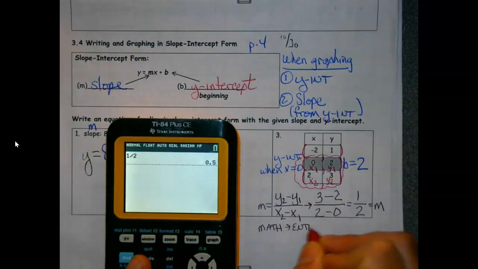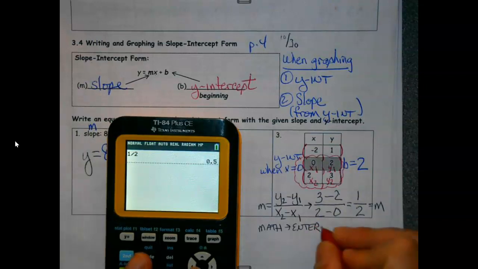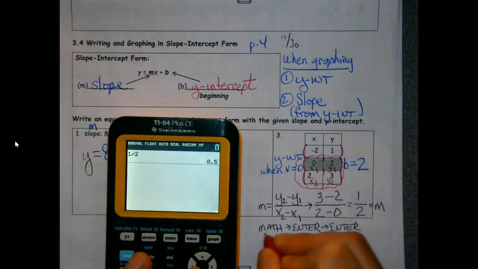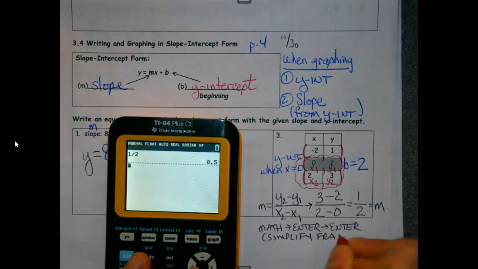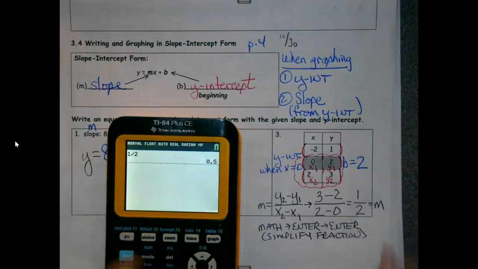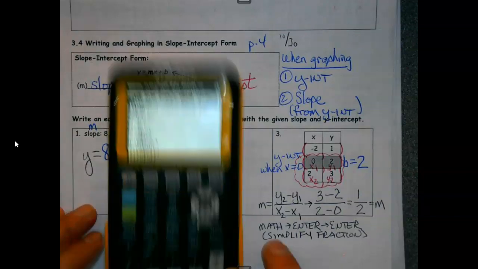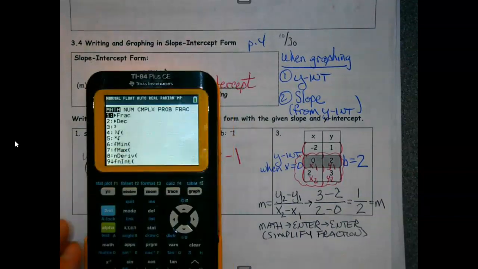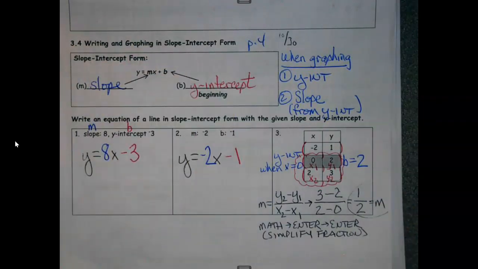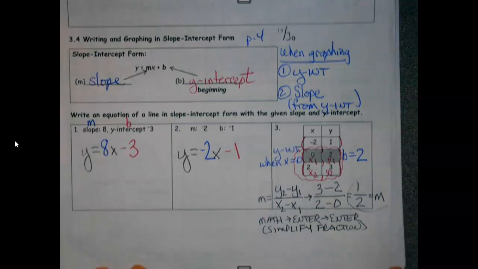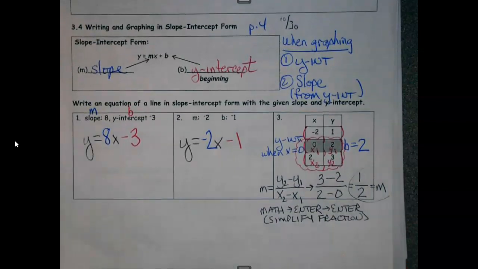And then if you have a fraction or a decimal and you need to simplify that fraction, this is how you do it. Math, right over here under alpha. And 2 enters, and then you're going to get it back. So that was the simplest form of my fraction, or my slope in this case.